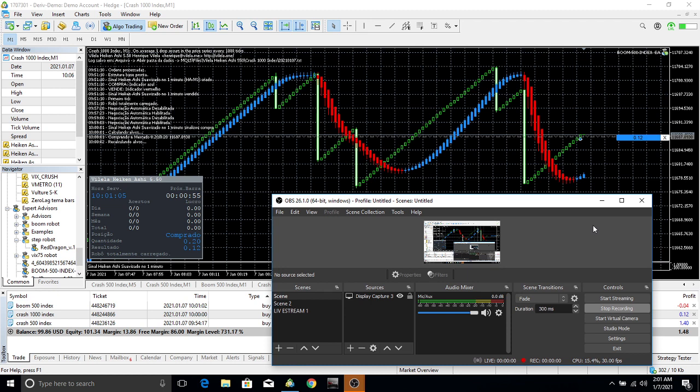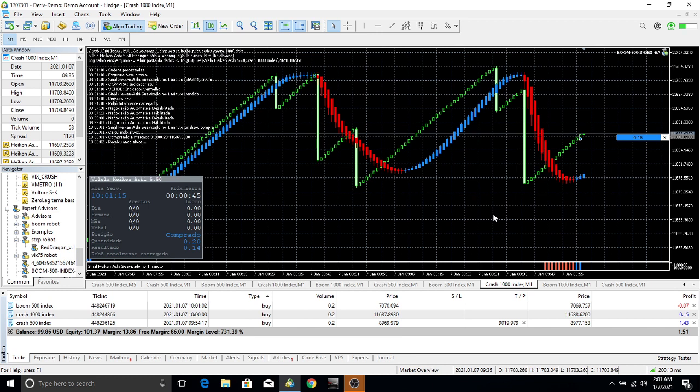Yeah, hello guys. This is the robot I talked about. You could see my entry, my trades that I just did for the video now. You see the market, the robot just entered a trade for me right here. This is Crash 1000. I just waited for it. The robot just entered a trade for me here right now.